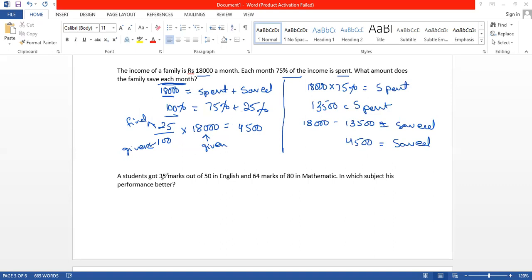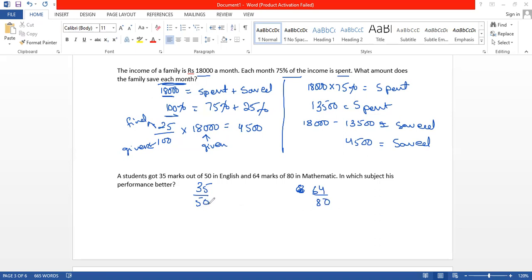Now the next question is, a student got 35 marks out of 50 in English and 64 marks out of 80 in mathematics. In which subject is performance better? So for this, you know that in English they have 35 over 50, whereas in mathematics 64 out of 80. Now you can see that the denominators are different, so comparison is not possible.